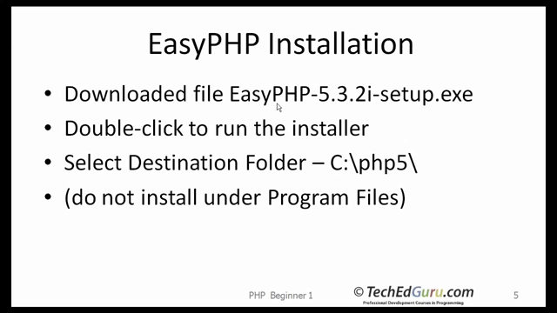You would be downloading a file something like easyphp-5.3.2i-setup. This is the file I downloaded in August of 2010. If you're going to be downloading it later, you may get a slightly different and newer version. Once you have the file available on your computer, double click on it to run the installer. And when you run the installer, it is going to essentially ask you one question, and that is, where do you want to install EasyPHP? I would suggest not using the program files folder.